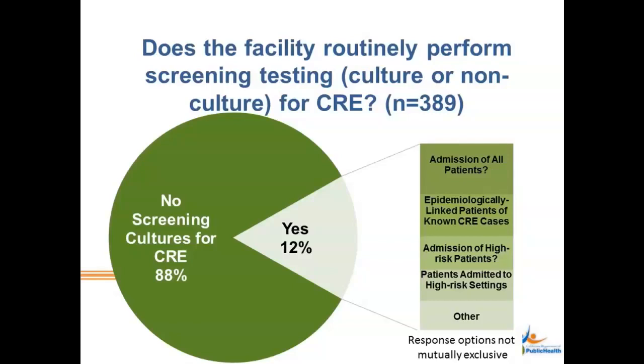to determine if possible transmission did occur. There's also admission screening of certain high-risk patients. This could include patients with healthcare exposures outside the U.S. in the previous 12 months, as well as patients that are on ventilators. And finally, the other category was patients admitted to high-risk settings, such as the ICU. Overall, the numbers were not that high for hospitals that routinely do this type of testing.